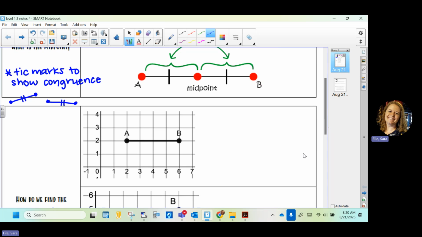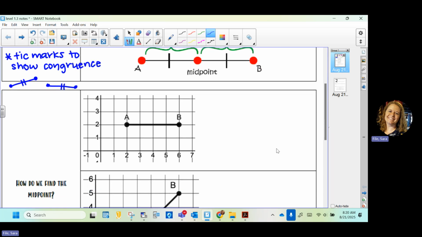All right, how do we find the midpoint? If I want to know the exact middle, if I have a horizontal or a vertical line on a grid, on a coordinate plane, it's pretty easy if it's perfectly horizontal or perfectly vertical, because I can simply count how long the segment is, and then cut that distance in half.